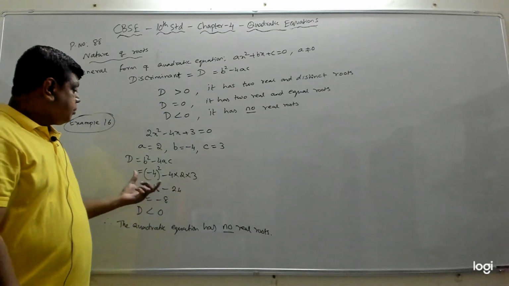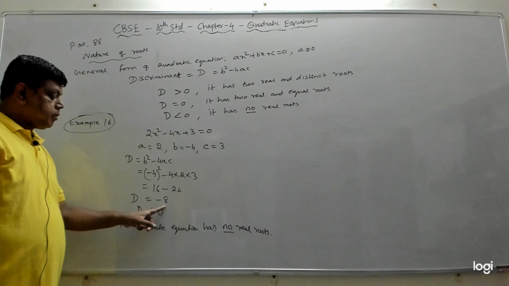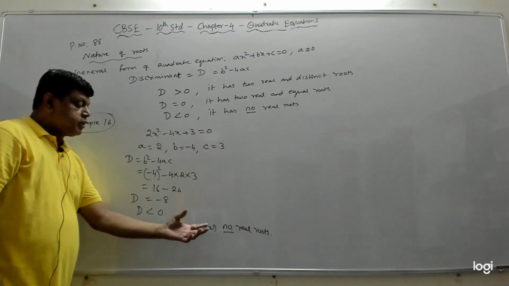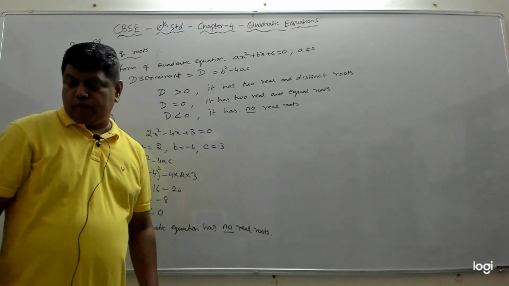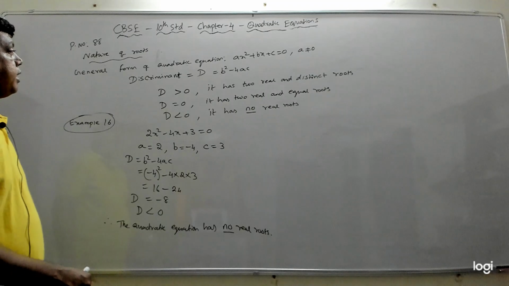They said find the discriminant. Discriminant is -8. D is called as discriminant, is -8 and that is less than 0. -8 is negative. When the discriminant is negative, you'll say no real roots. Fine. Now we'll go to the next one, example 17.